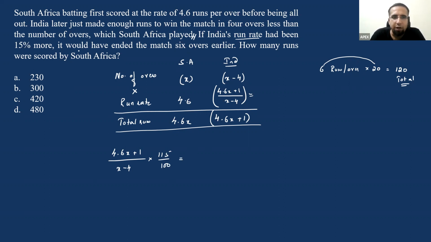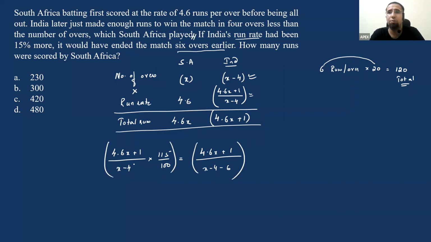Clear? It would have ended the match 6 overs earlier. So usually the match got over at x minus 4 overs. So now the match would have ended at x minus 4 minus 6 overs, 6 overs earlier. And India is still making 4.6x plus 1 runs. So therefore, this new run rate of India should be equal to the new run rate as per the question. So not a difficult set at all, guys.